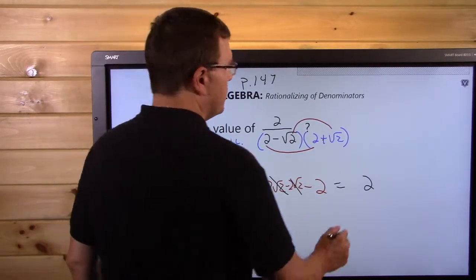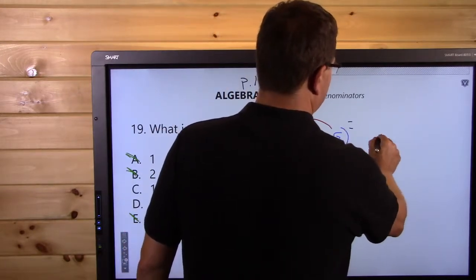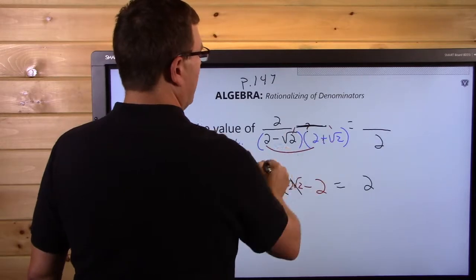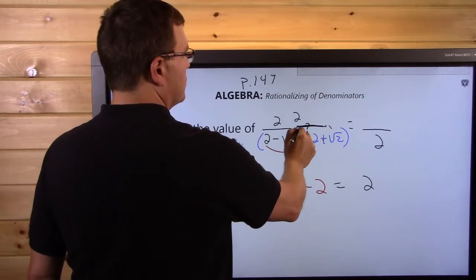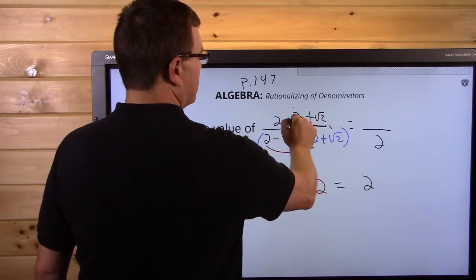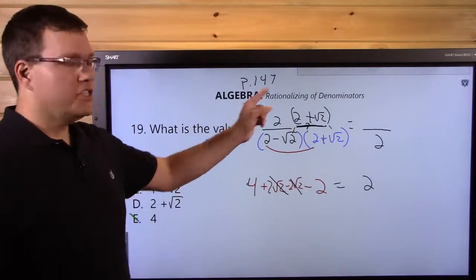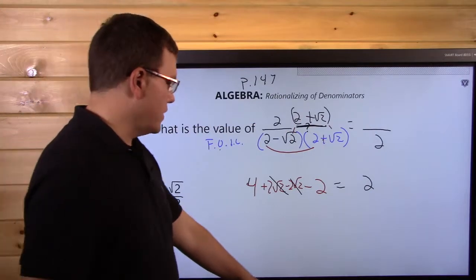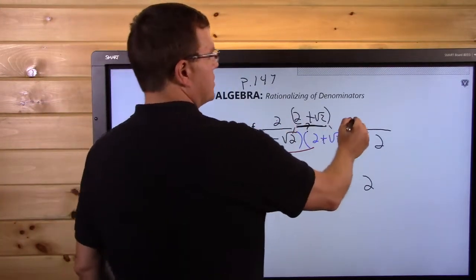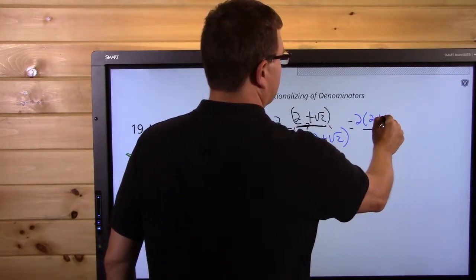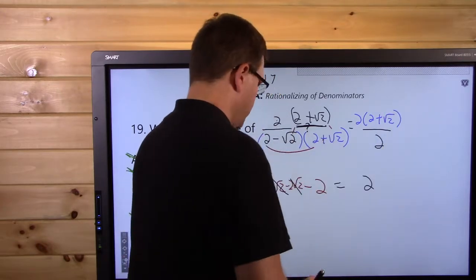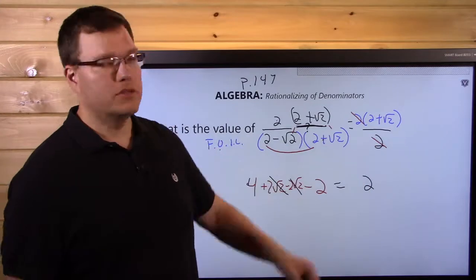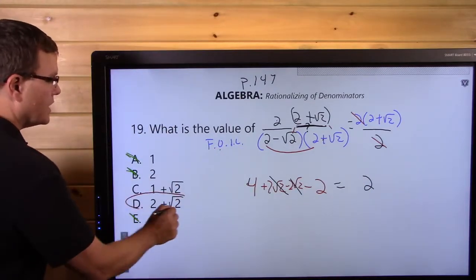Now, what's your numerator going to be when your denominator is 2? Well, with the numerator, we also have to multiply by the same thing, which is 2 plus the square root of 2. Let's just write this over here before we get too hasty with anything. So this would be 2 times the quantity 2 plus root 2, right? The 2's cancel out. Look what you've got left. 2 plus the square root of 2. So it is answer choice D.